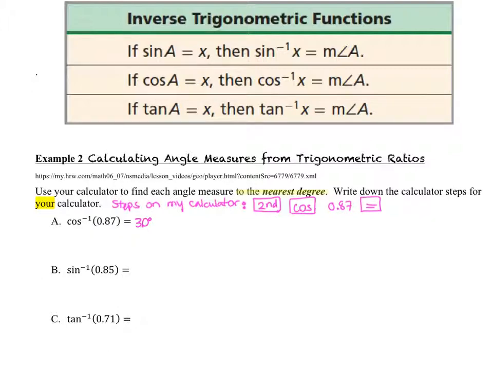For question B, second key, sine key, 0.85, equals, and I get 58.211 and a few more decimals, properly rounded, 58 degrees. And for the inverse tangent of 0.71, again, use the second key, this time the tangent key, 0.71, equals, and I end up with a final answer of 35 degrees.